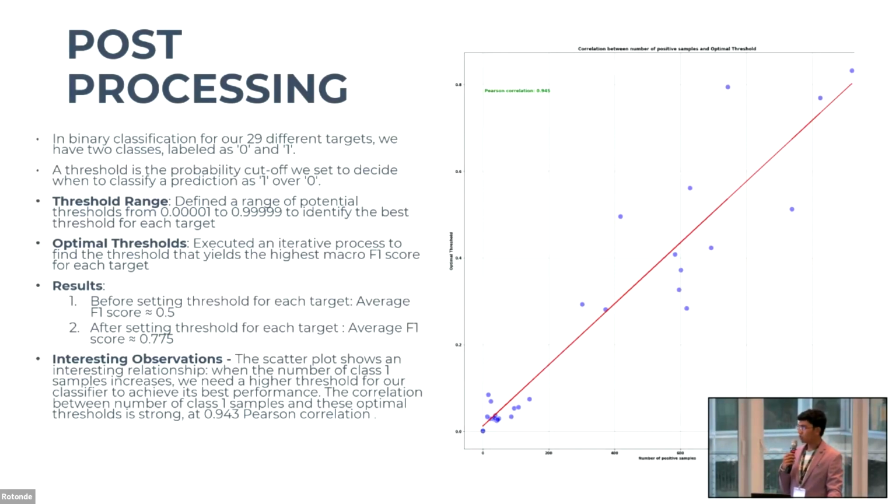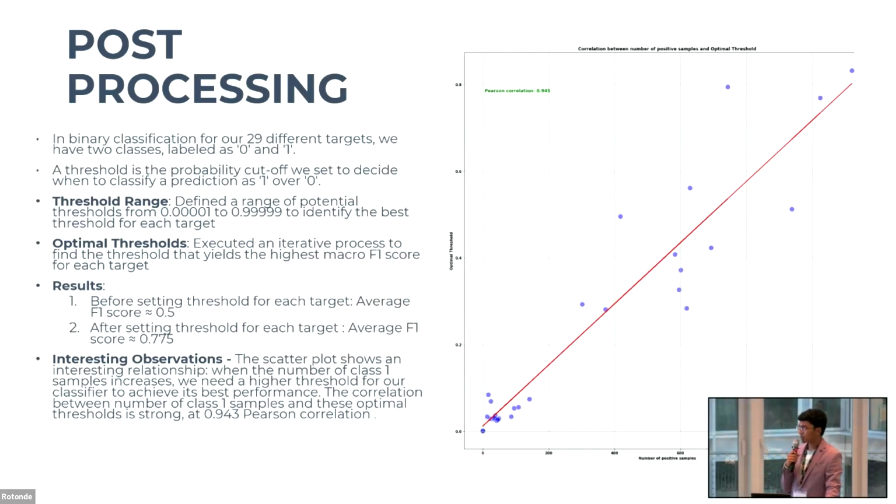I just set up a loop and I defined a range, from 0.0001 to 0.9999, and it traces each increment of 0.001 through this range to identify the best threshold. And this threshold is found for each of the targets. For example, target 1 would have a different threshold, since the model will have different predictions for each target.